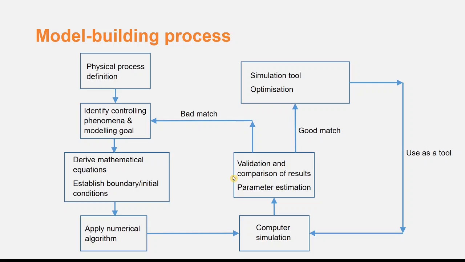At this point, further analysis is needed to estimate parameters for the model and to compare the results with experimental data. If there is a good match, then the model is good enough to use as a simulation tool. Otherwise, you need to identify what phenomena may be missing from the model that is preventing it from matching the data to a sufficient accuracy. You go around the loop until you have a sufficiently accurate model to use as a tool for one of the purposes we discussed on the last slide.